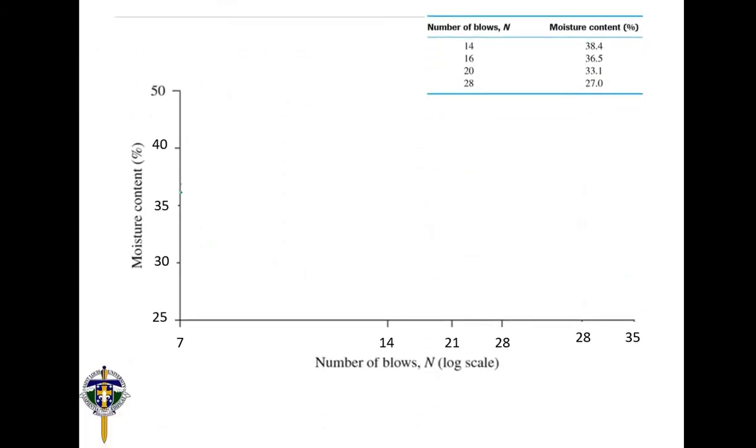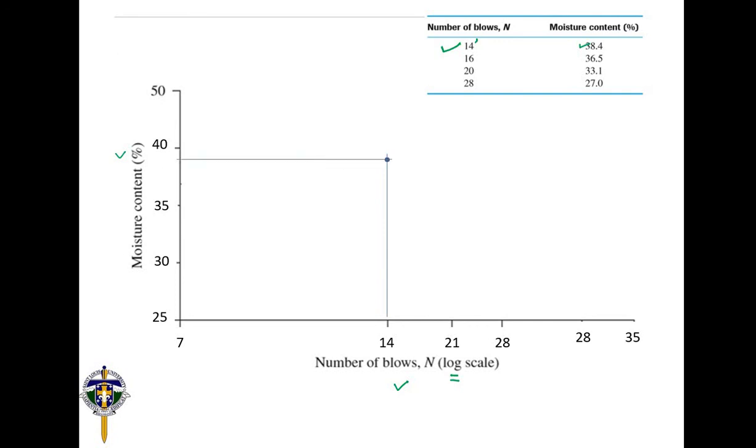Again, on the y-axis is your moisture content. On the x-axis is the number of blows. Remember that this is in log scale. So these are the given. We plot when n is equal to 14, the moisture content is 38.4. So we plot that on the table. N is equal to 14, moisture content is 38.4.